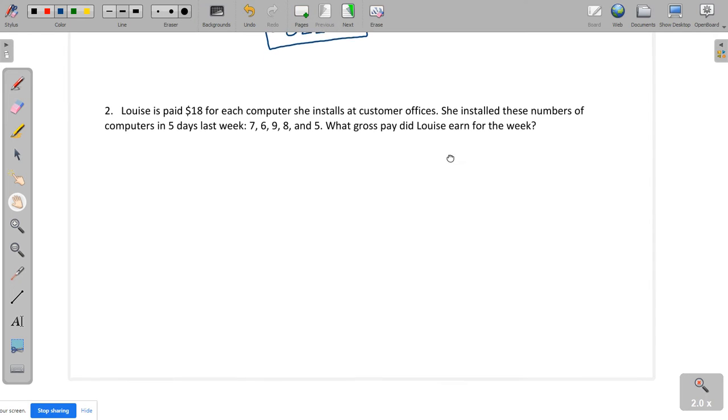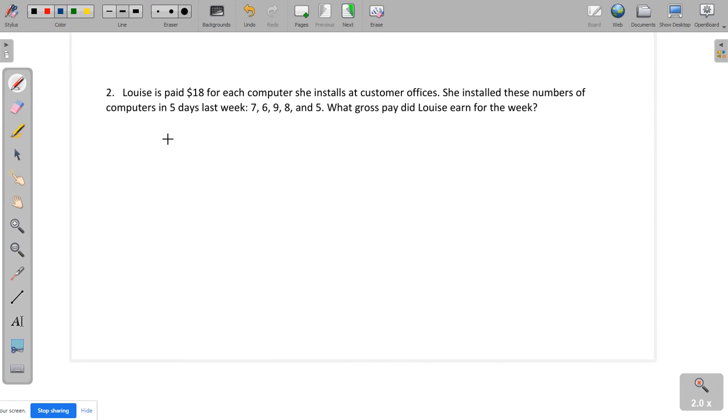Louise is paid $18 for each computer she installs at customers' offices. She installed these numbers of computers in 5 days last week: 7, 6, 9, 8, and 5. What was her gross pay for the week? We take the amount that she made, 7 plus 6 plus 9 plus 8 plus 5. When we add this together, we get 35.